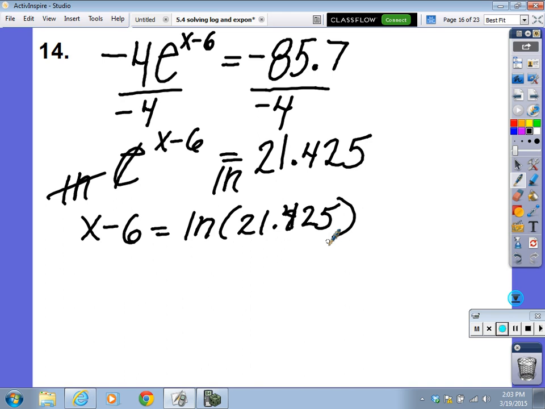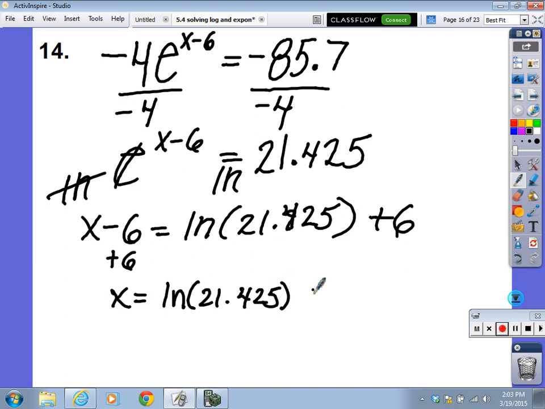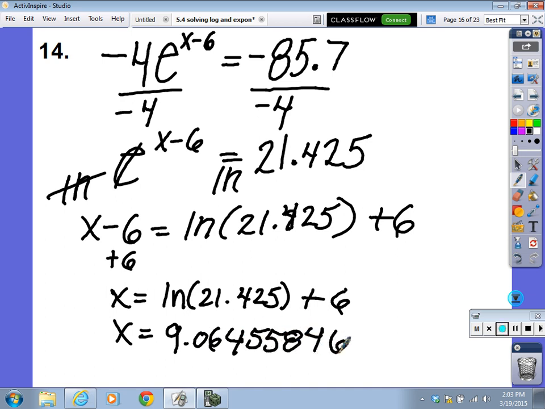And now our last step to get x alone is to add 6 to both sides. So I have x is equal to that plus 6. So I'll just type it into my calculator, ln of 21.425 plus 6. And we get x is equal to 9.064558. And we could check our answer by plugging it back in here. So you'll do -4 times e, and the e button is on your calculator, raised to the answer minus 6, and you will get that. I've checked all of mine.